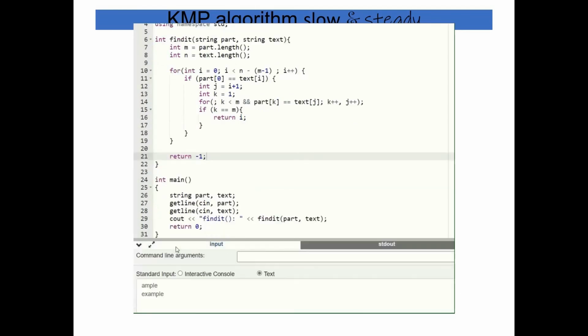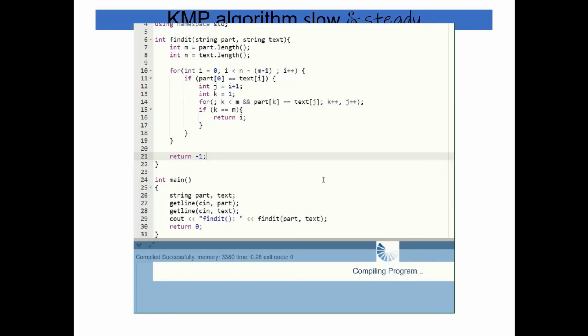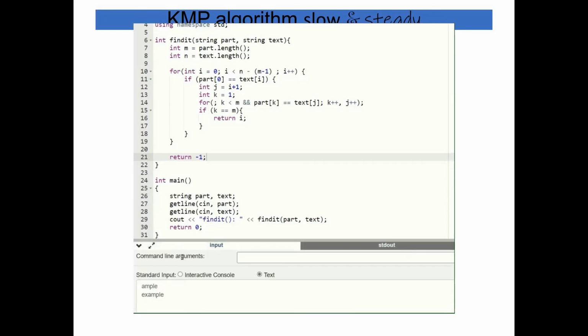Now let's review our input to see if it has stayed the same. We are trying to find the word ample in the text example, and earlier we had an incorrect result because we pretty much had an empty function. Now let's run this, and here, as we expect, we have a result. It says ample is found at location 2, and that is a correct answer, right?